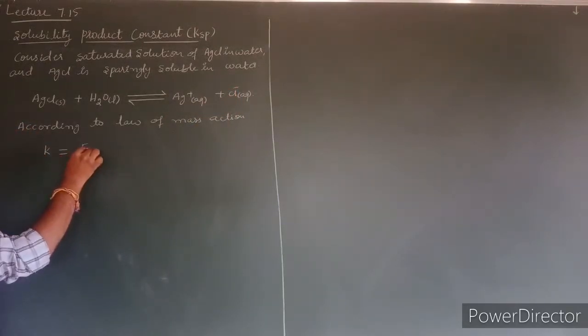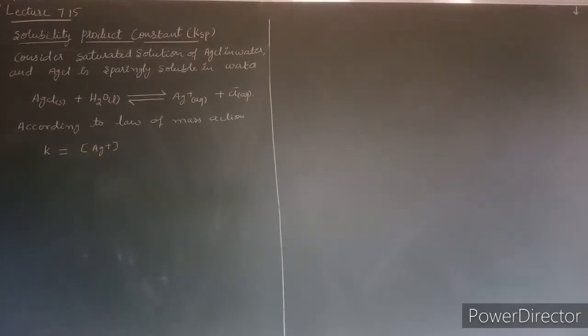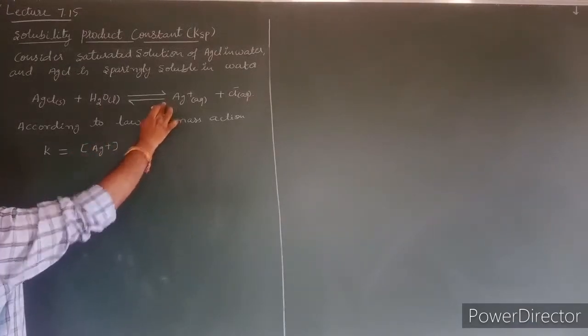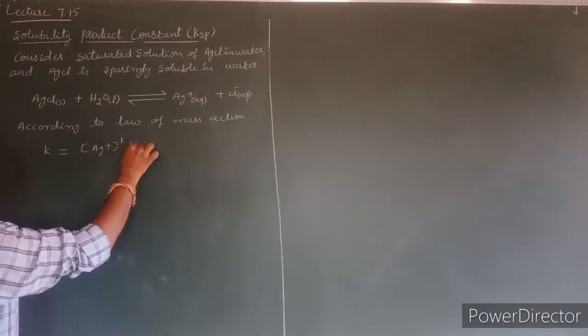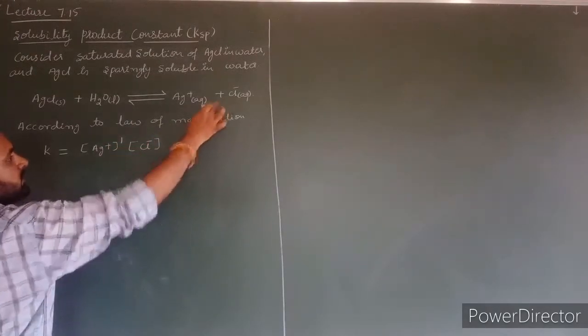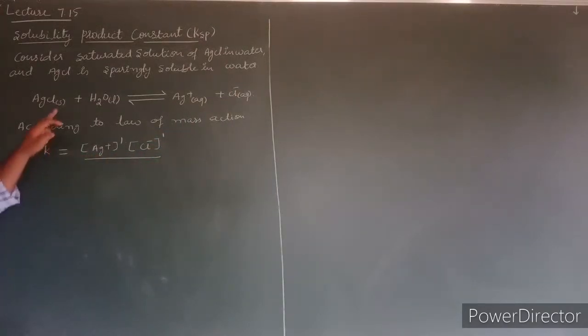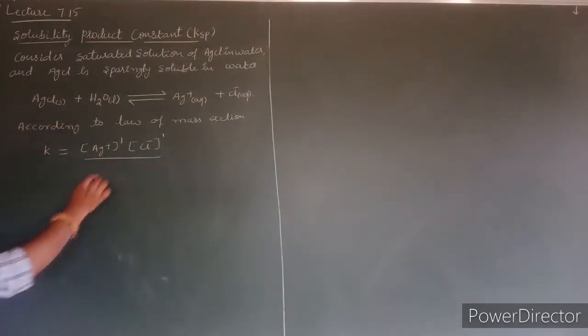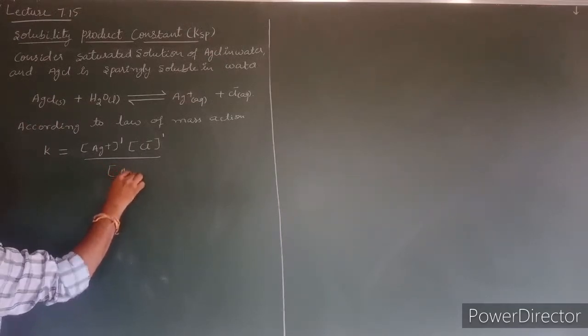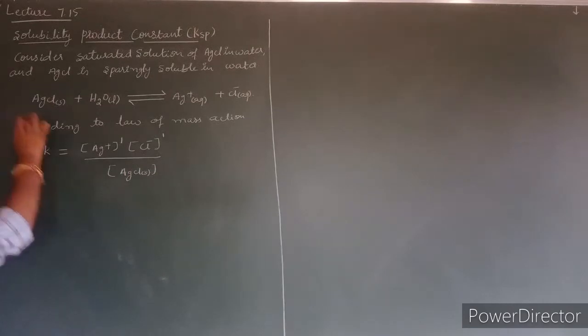So molar concentration of Ag plus ion and its stoichiometric coefficient. Here what is the stoichiometric coefficient? 1 into molar concentration of Cl minus ion and its stoichiometric coefficient is 1 divided by molar concentration of solid silver chloride. Molar concentration of solid silver chloride and its stoichiometric coefficient is 1.